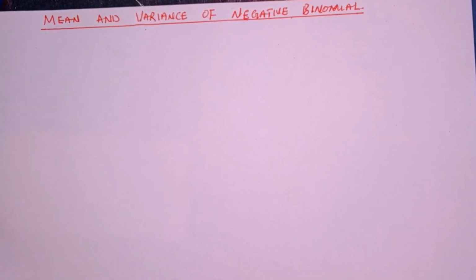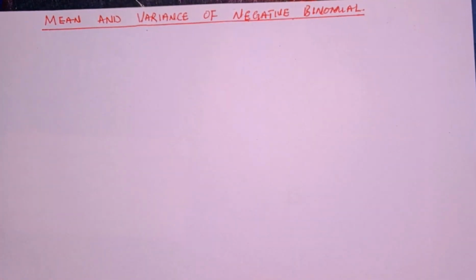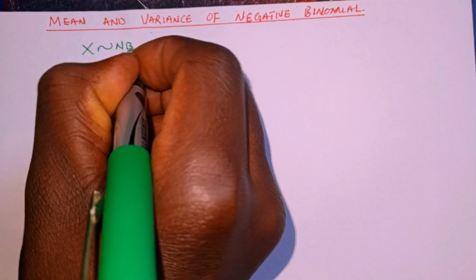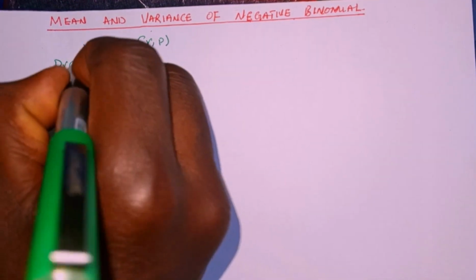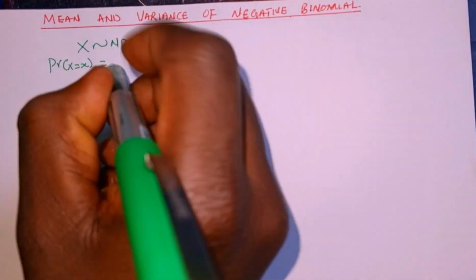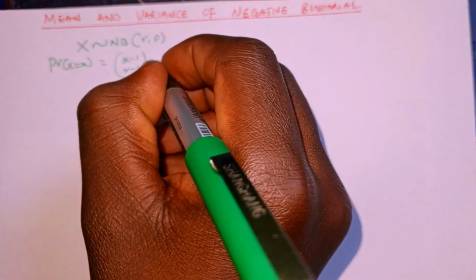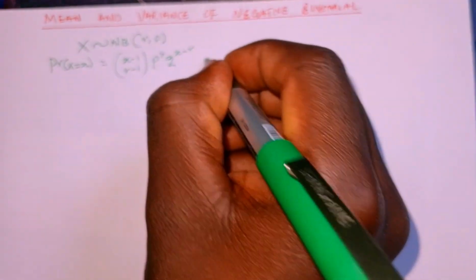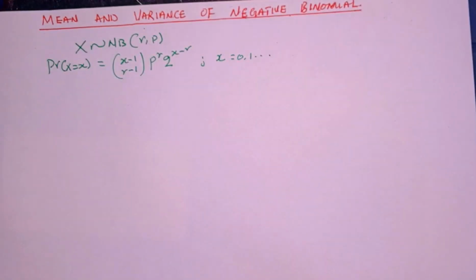In today's tutorial, we're going to learn how to find the mean and the variance of a negative binomial. The distribution of X is negative binomial with parameters r, p. The function is: probability of X equals x is the same as x minus 1 combination r minus 1, then p raised to the power of r, then q raised to the power of x minus r, where x ranges over r, r plus 1, and so on. So this is the distribution function of a negative binomial.